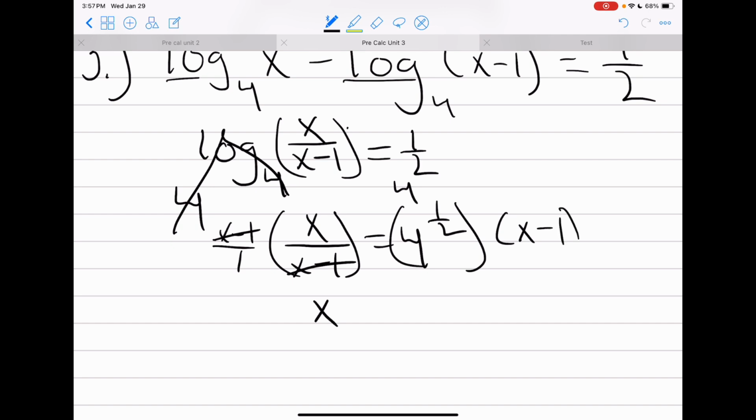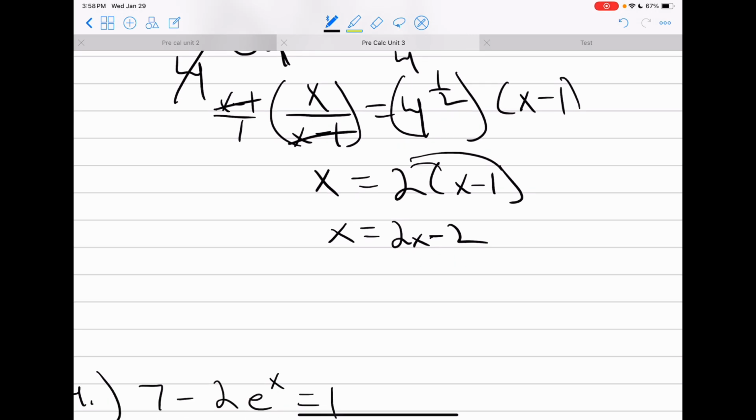Okay? So on my edge, I would like to do 4 to the 1/2 power, which is, let me just double check, you should know that. 4 to the 1/2 power is the square root of 4, which is 2. So I end up with 2 times x minus 1 equals x. All right, cool. So now I'm just going to use algebra. I'm going to distribute this. 2x minus 2 equals x. I'm going to keep the party going. Minus 2x, minus 2x. I end up with negative 2x equals negative 2.